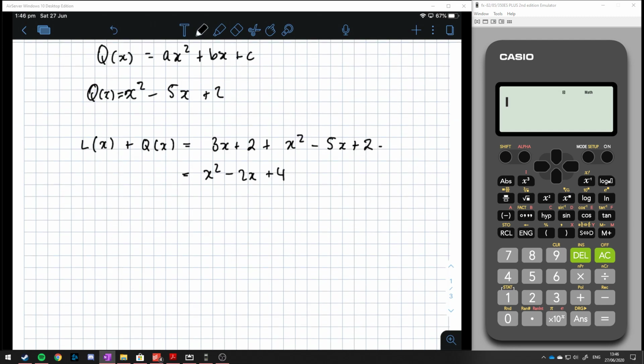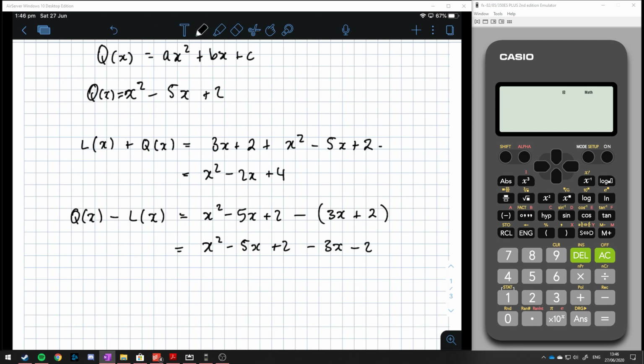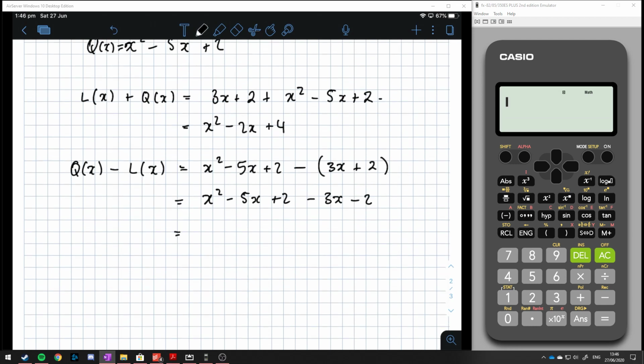We can also subtract these, so we might go q of x minus L of x. In this case, this one will be x squared minus 5x plus 2 minus, and I'm going to put this one all in brackets, 3x plus 2. So we'll expand first and then we'll put it together: minus 3x minus 2, because it's negative that one. Then putting it together, we get x squared minus 8x, and then plus 0, which is just equal to that.